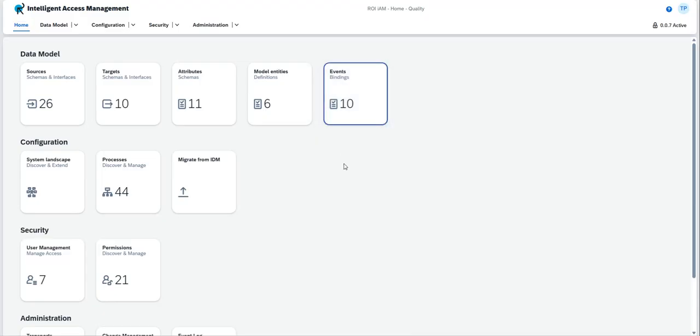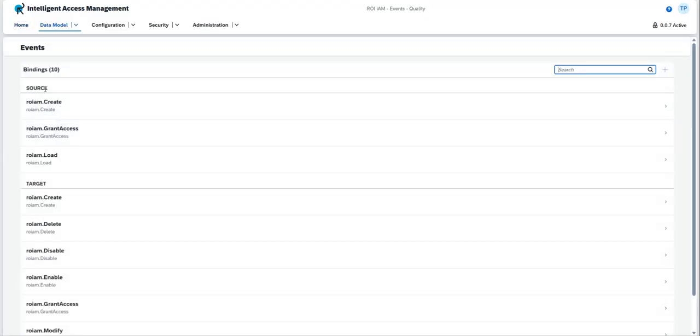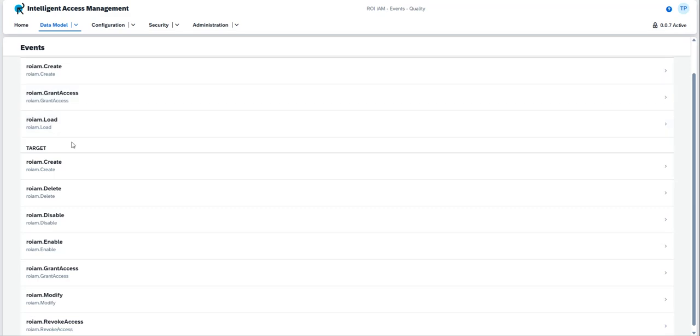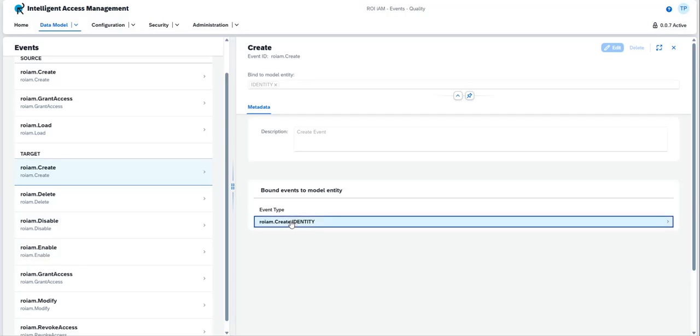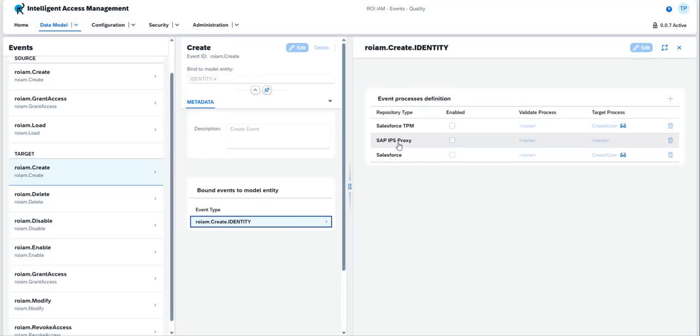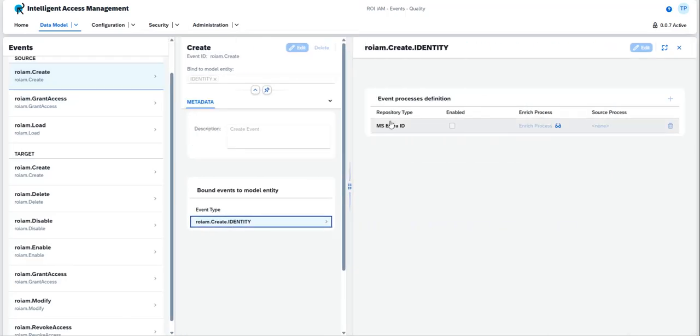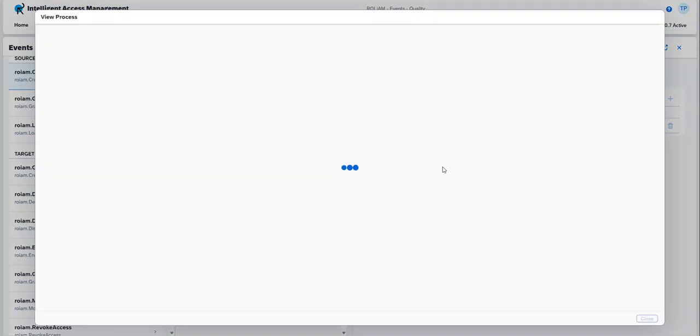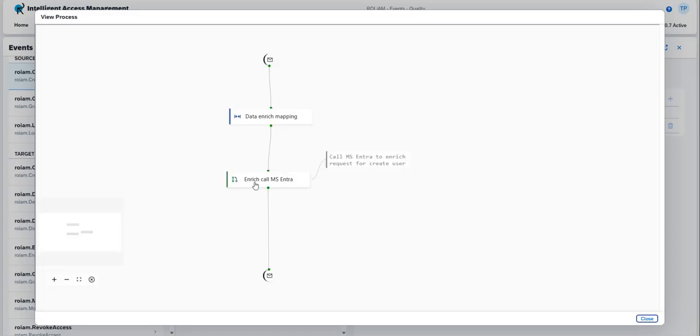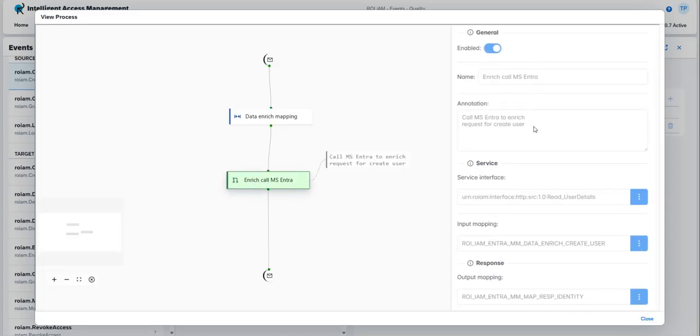We have various events, and these events are separated again in source and targets. And for the various events, you can also define for which repository those are enabled. Let's look at the source create event for Entra, for example, where you can see that not only the event is configured, but also it can be assigned to a process. This process we can also browse and look at the process definition, which is also in ROIAM, with the respective mappings from CI and the needed service interface.